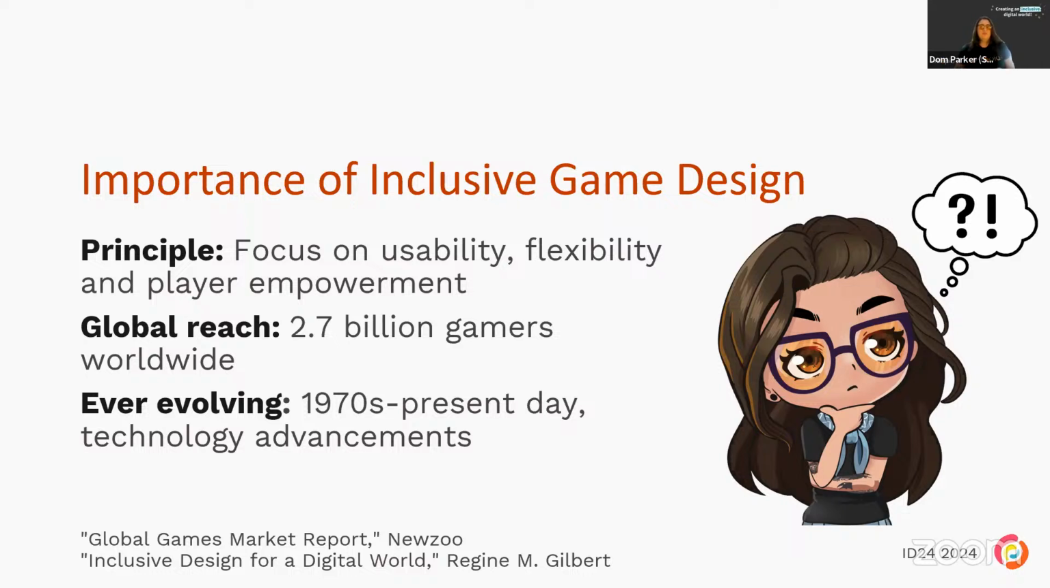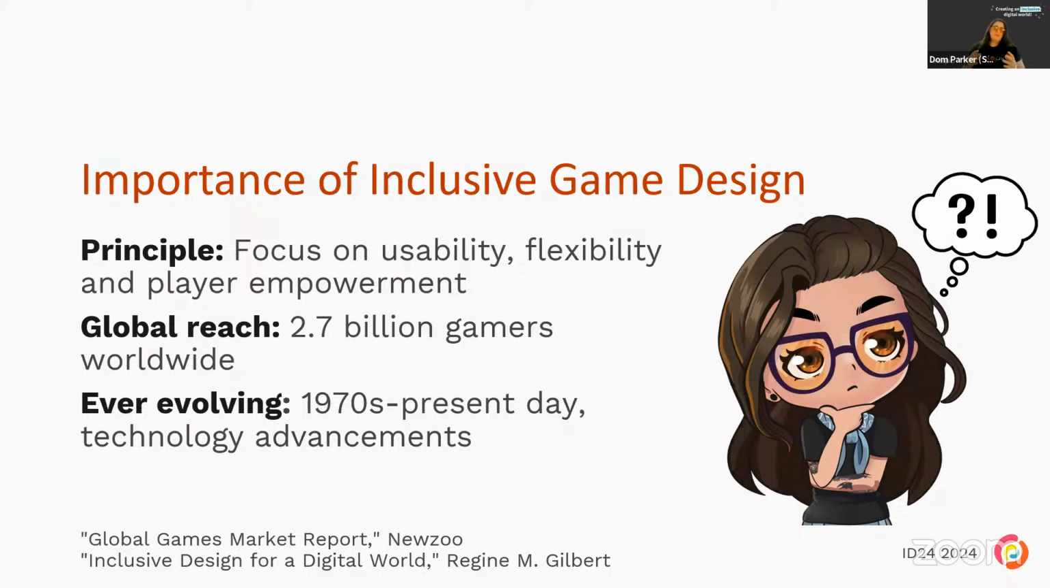Usability is about ensuring games are easy to use for everyone, regardless of who they are. This includes intuitive controls, clear instructions, and accessible interfaces. So can we actually use the game? The second is flexibility: providing options that allow players to customize their experience according to their needs. This could fall under adjustable difficulty settings, control remapping, and visual or auditory adjustments that might be needed. And the third, which I think is most important, is player empowerment. By enabling all players to engage with and enjoy the game, we can create a sense of accomplishment with that inclusion.